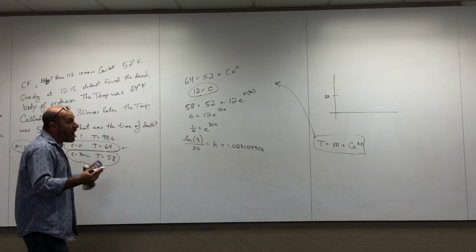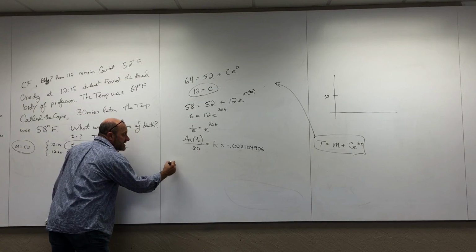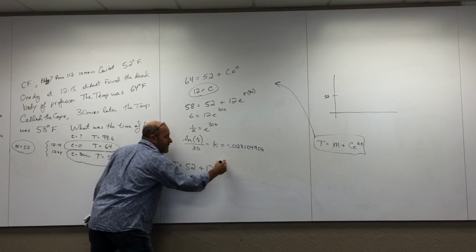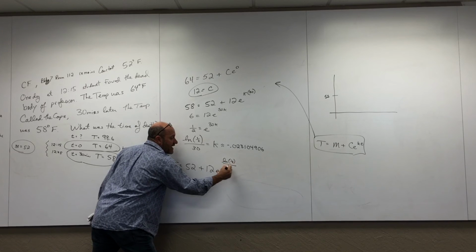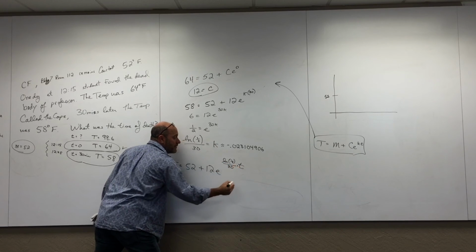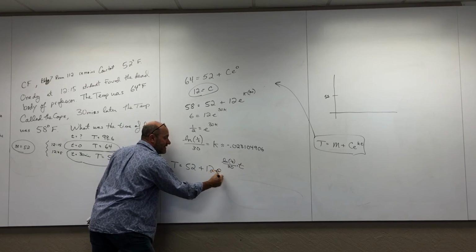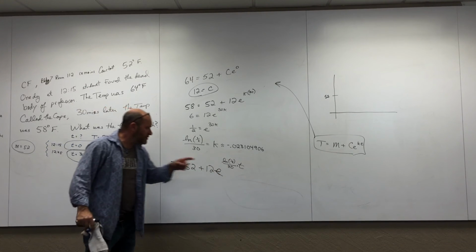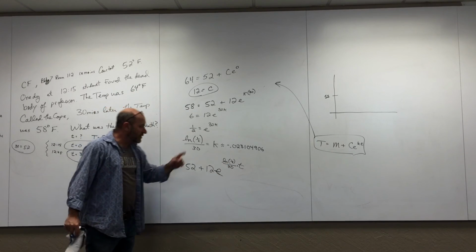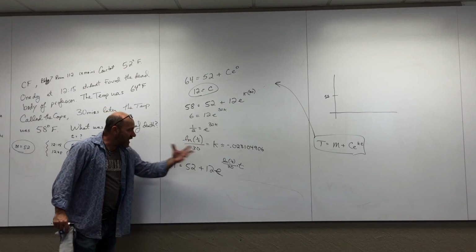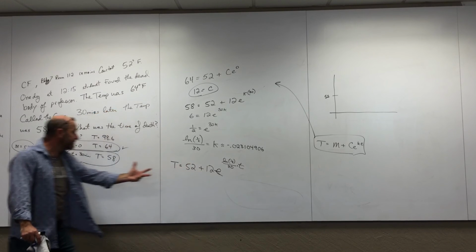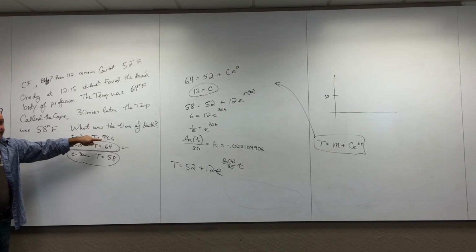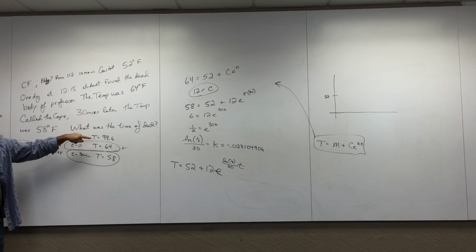I think we've got the model now. The model is T equals 52 plus 12 e to the natural log of a half divided by 30 times T. I mean, this is the model, and I can answer any question they want. They might want to know, well, what's his temperature in 10 minutes? Or what's his temperature in 1 minute? But what is our question? Okay. Find the time when his temperature was 98.6. That's our question.